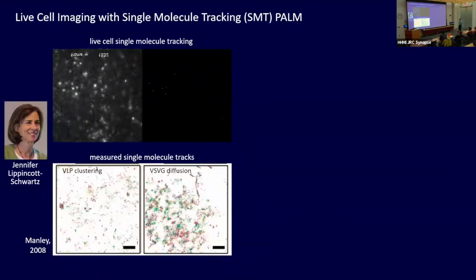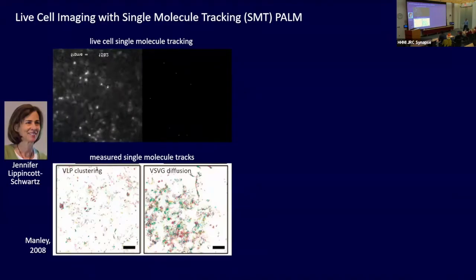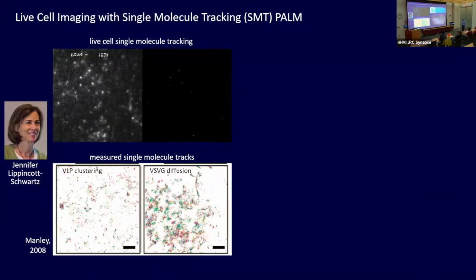So what are some counterpoints to everything that I've been complaining about? And you can tell I really am a frustrated optical microscopist. Okay, so what are the counterpoints? First one is single molecule tracking. So we did this experiment with Jennifer back in 2008, photoactivating a subset of molecules, watching their diffusion to actually make diffusion maps. In this case, a protein which aggregates into virus-like particles. This one is more freely diffusing.